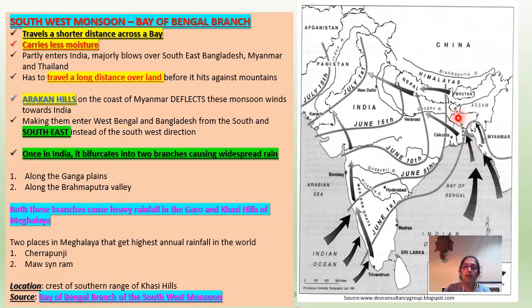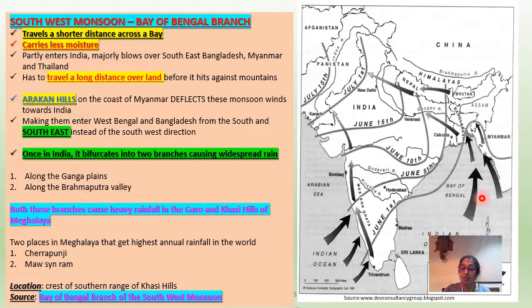Bangladesh is here, Myanmar, and Thailand is here. Okay, so mainly it is Myanmar and Thailand, and partly over India. Bangladesh, Myanmar, Thailand, a little bit over India like this. Okay, it has to travel now. The Himalayas are here. It has to travel a long distance over the land before it can hit the Himalayas here or the Garo and Khasi hills here.